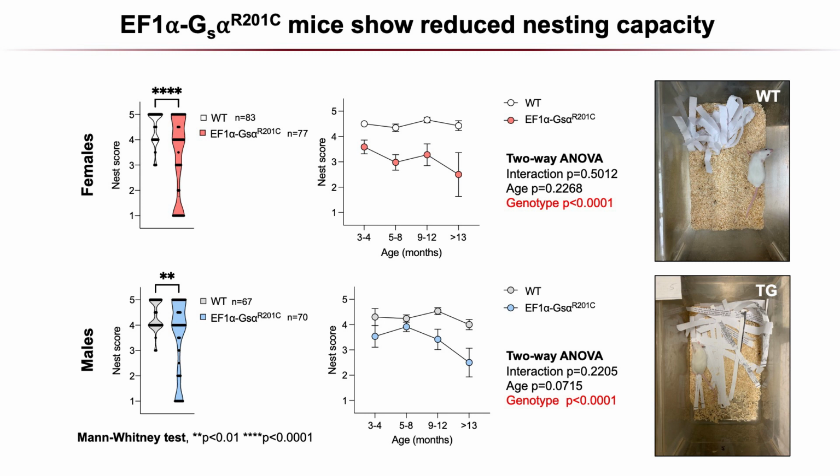So the following morning, we give a score from 1 to 5 to the nest built by the mouse. And again, here, the difference is clear at all ages analyzed and in both females and males. So these 2 tests demonstrated that the mouse developed a spontaneous pain-like behavior.